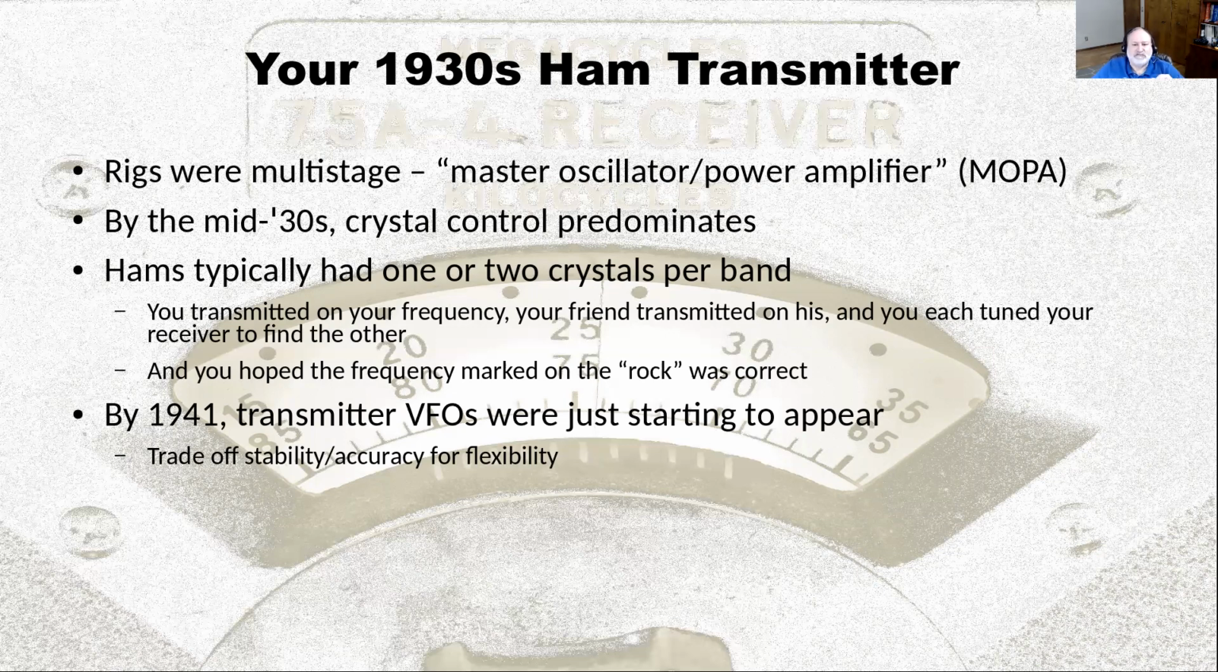You transmitted on your frequency and your friend transmitted on his, and you each tuned your receiver to find the other, which is why frequency accuracy was important. And you also had to hope that the frequency marked on the rock was correct, because it might not be.